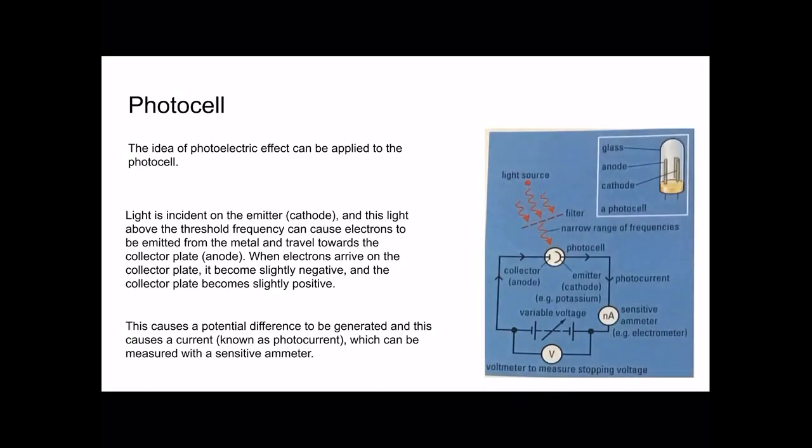So here we have a diagram of what I was just explaining. We have a light source which can be shone onto the emitter plate. Electrons are ejected from the emitter plate, and they travel to the collector plate. The emitter plate will become slightly positive, and the collector plate will become slightly negative. This causes a potential difference, and hence a photocurrent to be induced in this circuit.